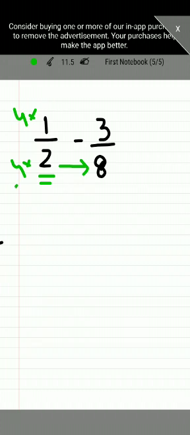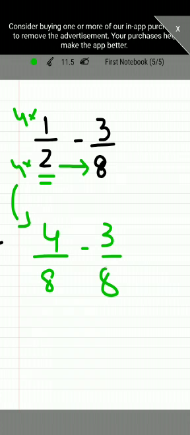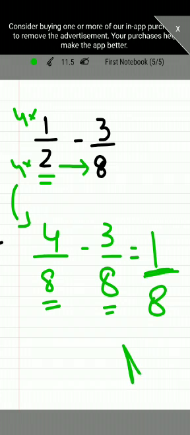Now you're going to rewrite this fraction. So 1 times 4 is 4 and 2 times 4 is 8, and copy down the other fraction, 3/8. So 4/8 minus 3/8. Now you see the denominators are equal in both fractions. We have 8 and 8, so we are going to just subtract the numerators, okay? 4 minus 3 is 1, so your answer is 1/8.